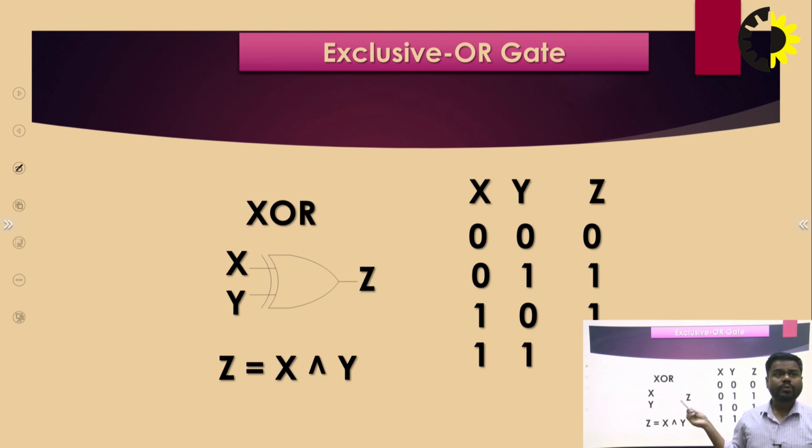Another one is the exclusive OR gate. This is the truth table for the exclusive OR gate: 0 0 0, 0 1 1, 1 0 1, 1 1 0. This is the sign of the exclusive OR gate, and we can call it XOR.